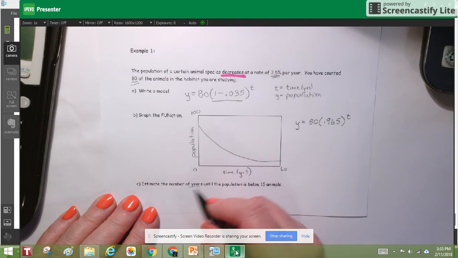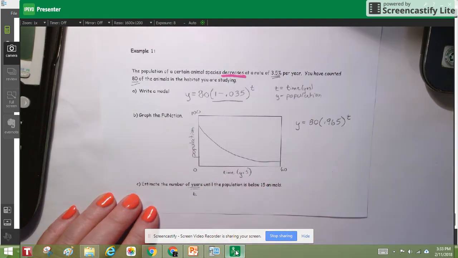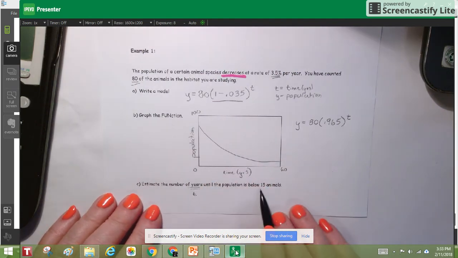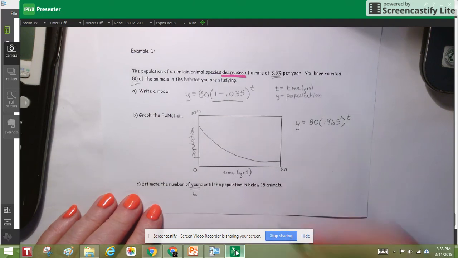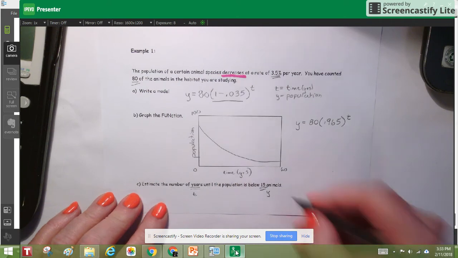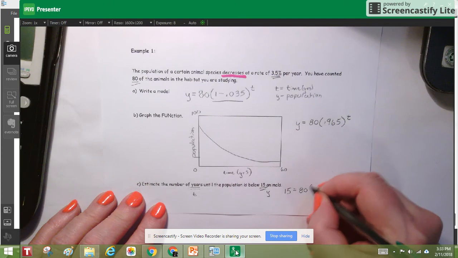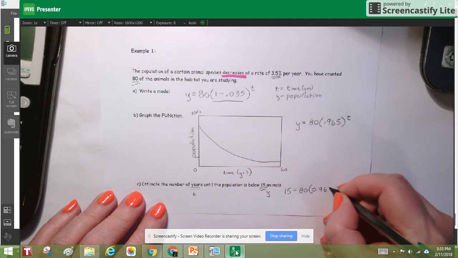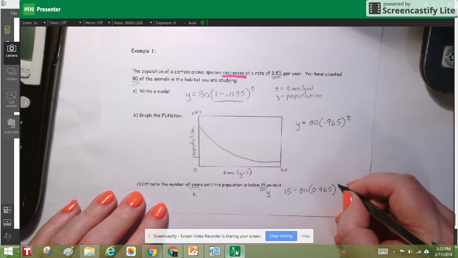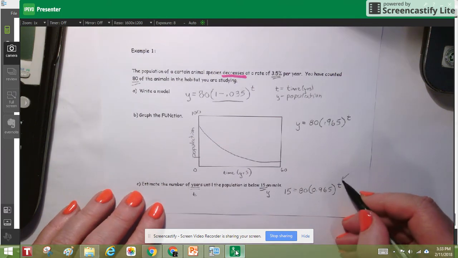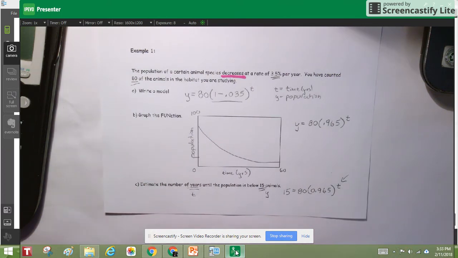Estimate the number of years. So now they're asking me to solve for t until the population is below 15 animals. So this here is they're giving me a y and they're asking me to solve for t. So my equation would look like this: 15 equals 80 times 0.965 raised to the t. Once again, now my variable is an exponent. I do not know how to solve that algebraically right now. Maybe next week you will. But right now we can only solve that graphically.